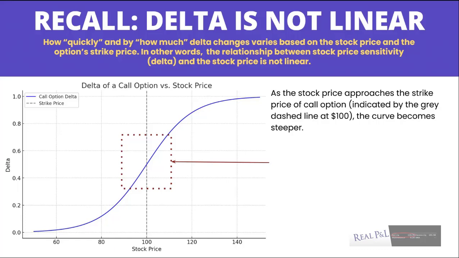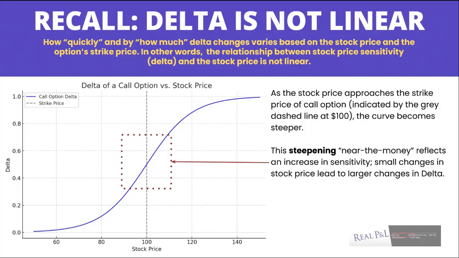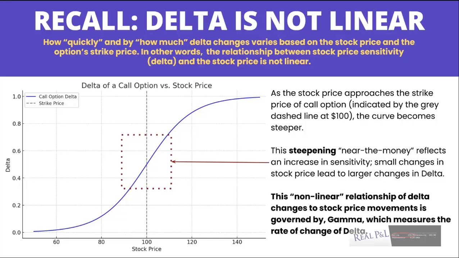As the stock price approaches the strike price of a call option, indicated by the gray dashes line at 100, the curve becomes steeper. The steepening near the money reflects an increase in sensitivity, and small changes in the stock price lead to larger changes in the delta. The nonlinear relationship of delta changes to stock price movements is governed by gamma, which measures the rate of change of delta.